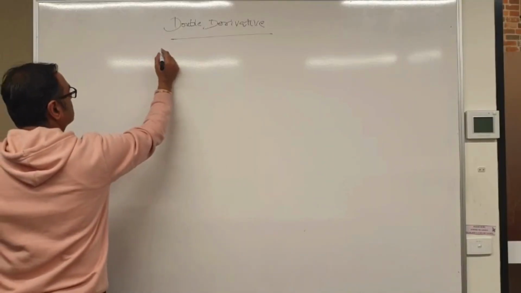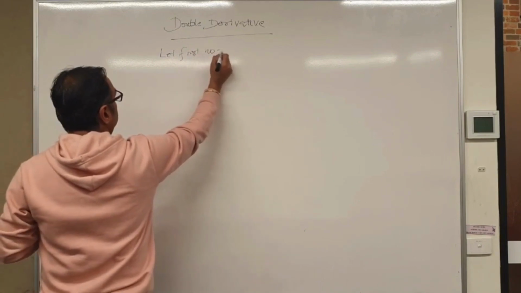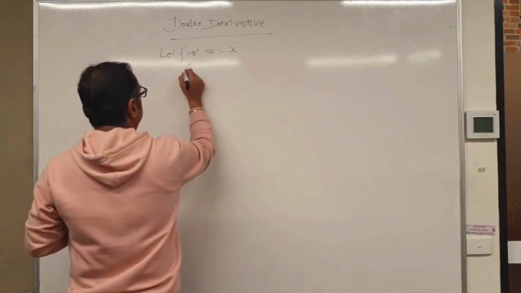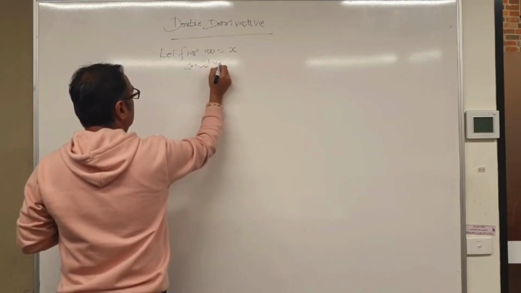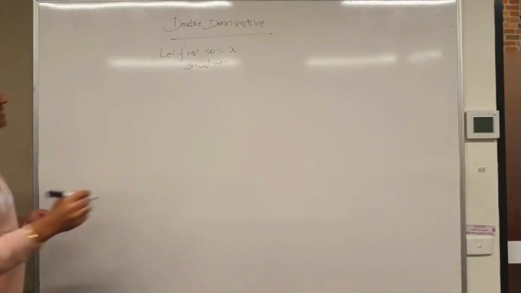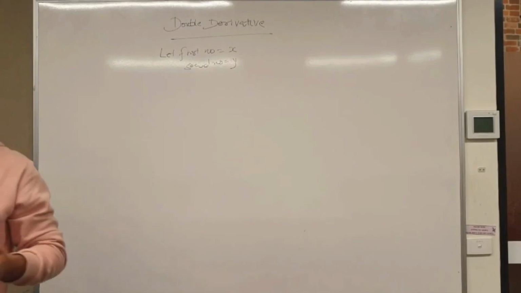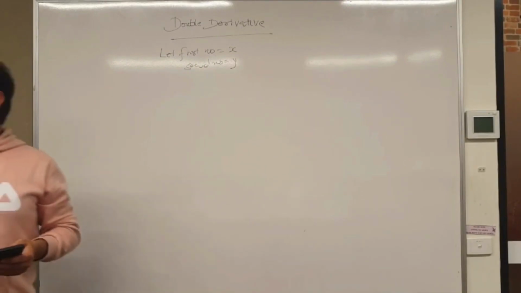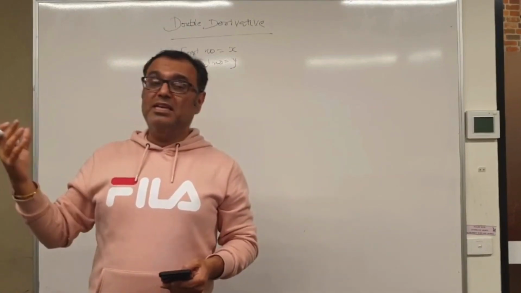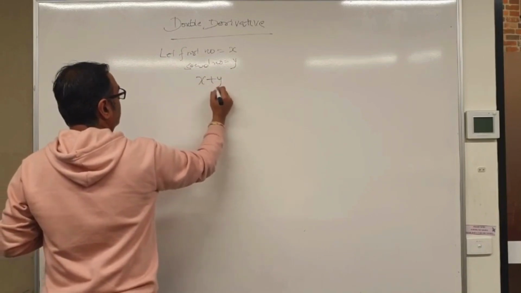Let the first number be x, and the second number is y. Alright? Easy? No dramas here. What does the first line tell us? It says the sum is 4. So can I say x plus y equals 4?